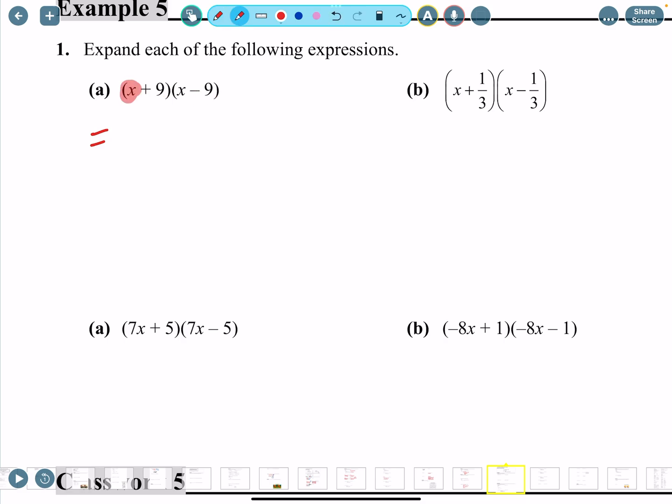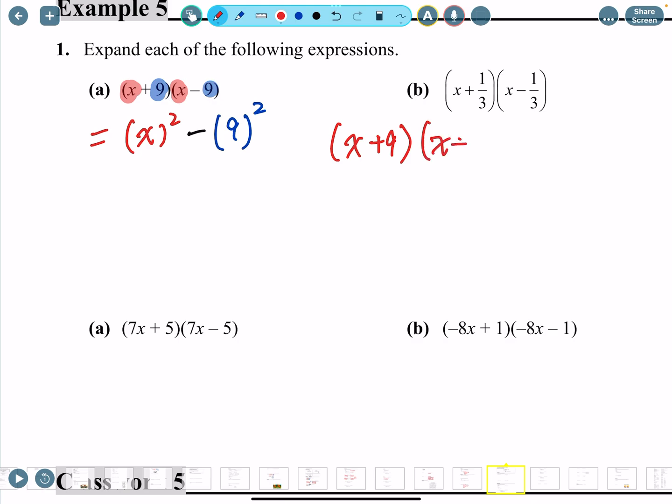So I will use color for now. So we have a squared, which is x squared, minus 9 squared. So make sure that both of them have different signs, plus and minus. If they are the same sign, what do we do? Well, if it's the same sign, basically it's (x plus 9) squared, right? It makes sense, right? Same thing. So you will not be using this identity, you'll be using the one you learned last. Anyway, so we calculate this. x squared is x squared, minus 9 squared is 81.